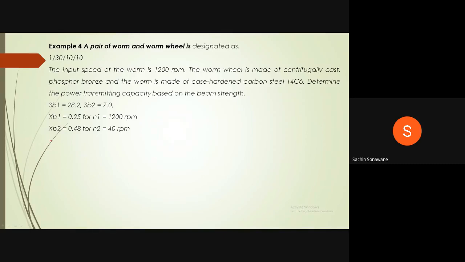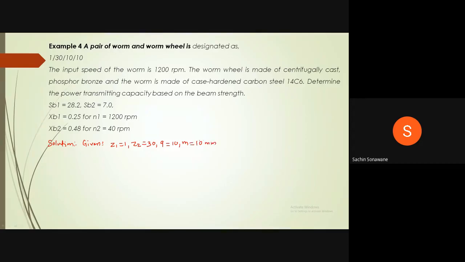Solution. Given: Z1 is equal to 1, Z2 is equal to 30, Q is equal to 10, M is equal to 10.